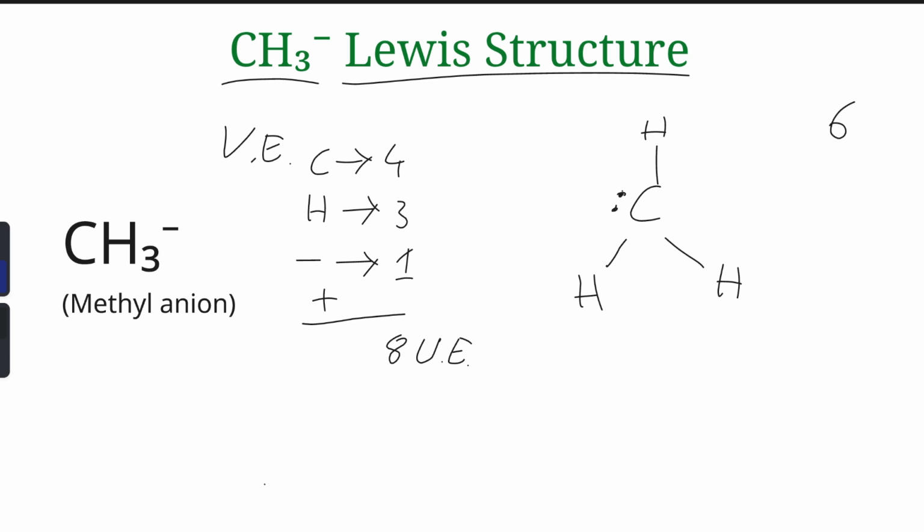Now, let us verify the structure. Carbon has 3 single bonds and 1 lone pair, giving it a complete octet of 8 electrons. Each hydrogen has 2 electrons, satisfying its duet rule. Since carbon has 1 extra electron, the overall charge of the ion is -1.